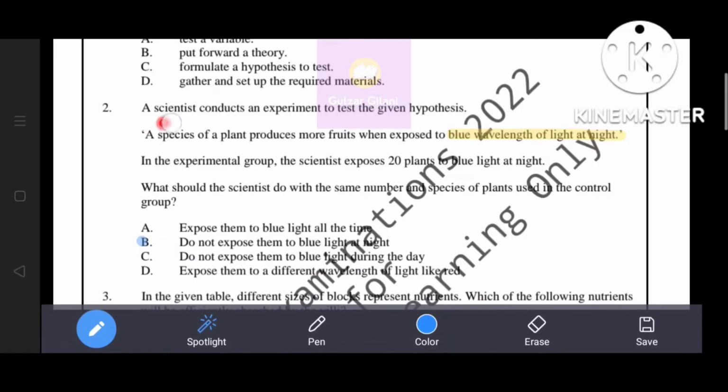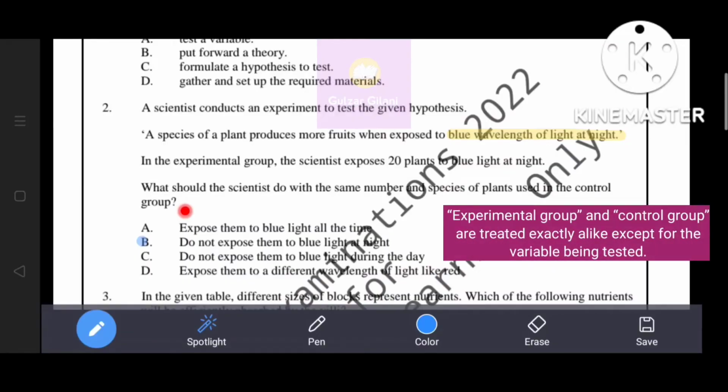Next question. A scientist conducts an experiment to test the given hypothesis. A species of a plant produces more fruits when exposed to blue wavelength of light at night. In the experimental group, the scientist exposes 20 plants to blue light at night. What should the scientist do with the same number and species of plants used in the control group?